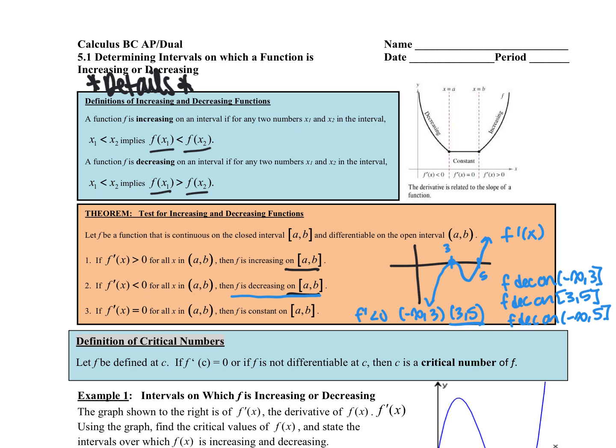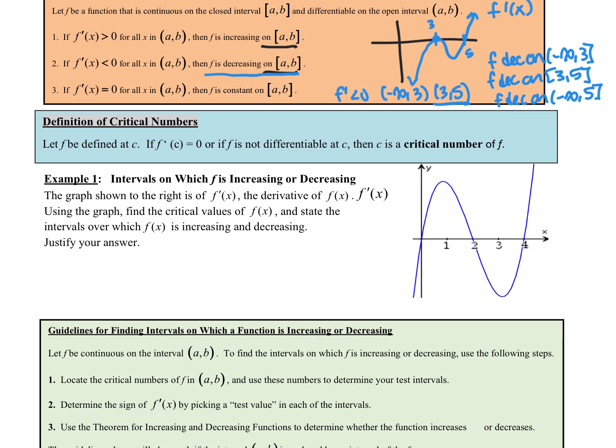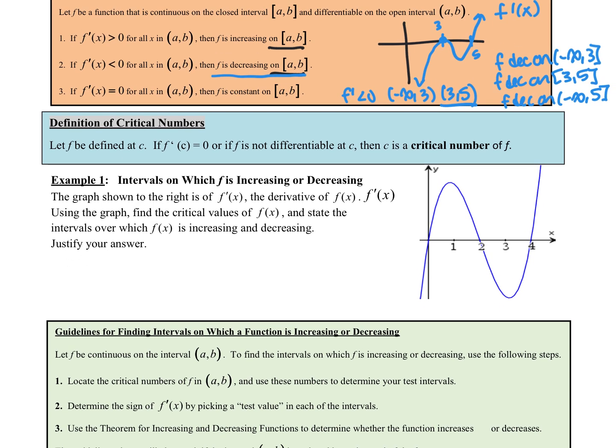Okay, so now let's just talk about a couple of words that we haven't used before. One is a critical number. A critical number is any place where f prime is equal to 0, or if f is not differentiable, so f prime does not exist. Okay, we haven't really talked about these situations very much, and so these critical numbers are going to matter a lot more.